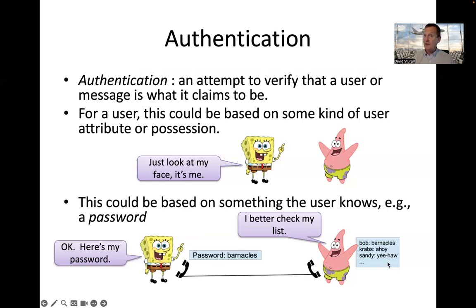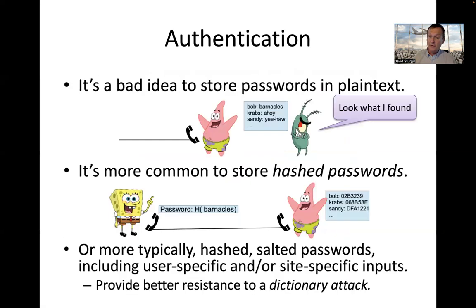Patrick can check it on a list of passwords, maybe different passwords for each user. And if Bob seems to know his password, then we can decide that Bob is really who he claims to be. The way I'm showing this in this picture, though, is probably a bad idea. I'm kind of making it look like Patrick is the system that Bob is authenticating to, and like Patrick has a list of every user and their password stored somewhere.